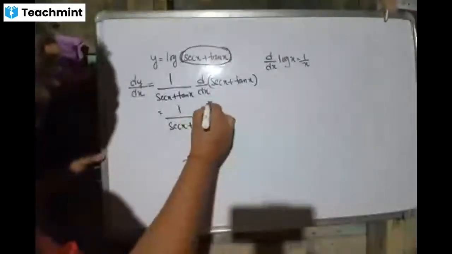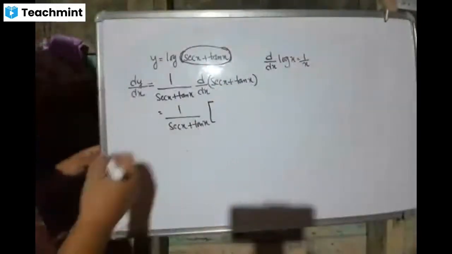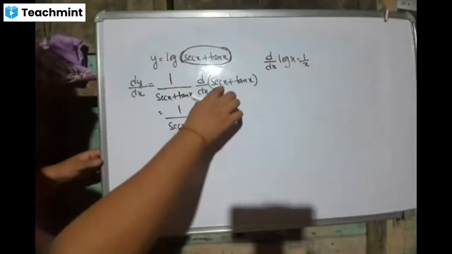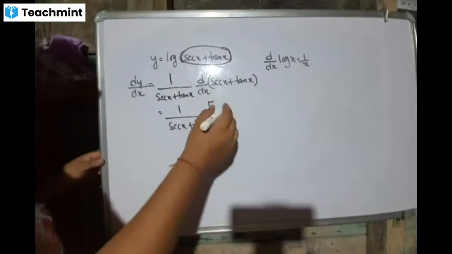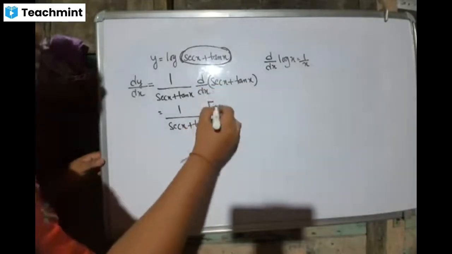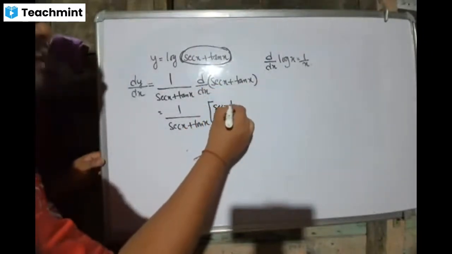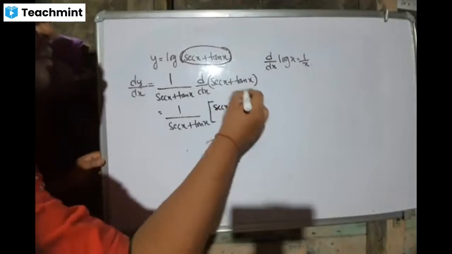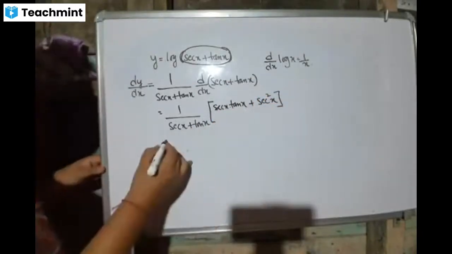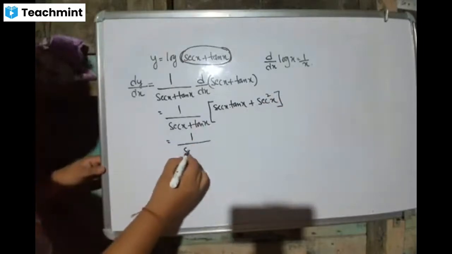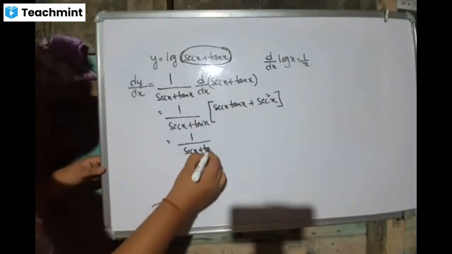I need to differentiate them. There's a plus sign, so I have to differentiate one after the other. So derivative of sec x is formula number 10. What's the derivative of sec x? Derivative of sec x will be sec x into tan x, plus derivative of tan x is sec square x. So 1 divided by sec x plus tan x.